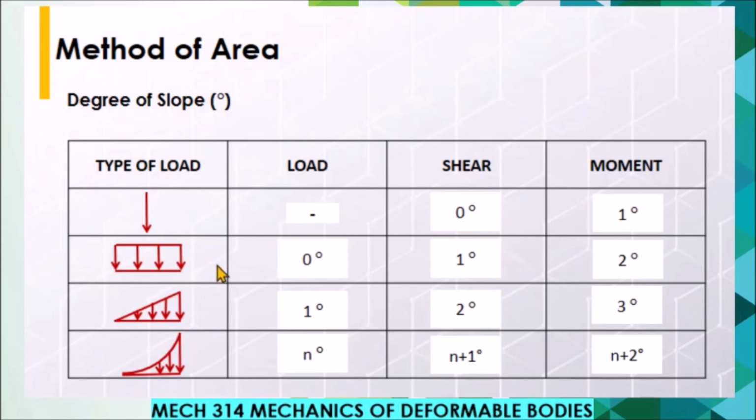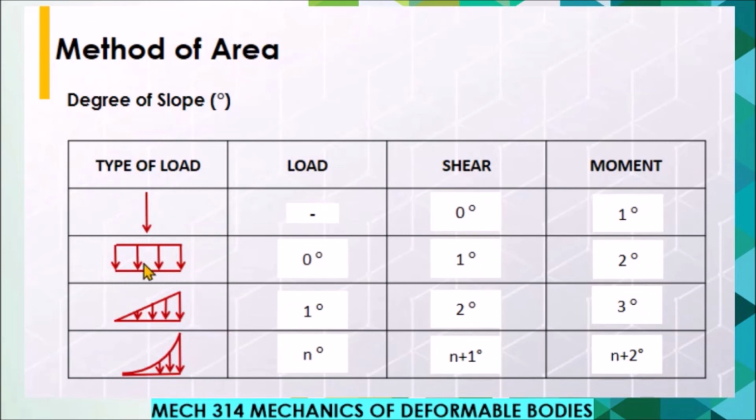So, ibig sabihin lang, class, kapag i-drawing natin yung shear diagram ng ating point load, ang itsura ng kanyang shear ay ganito, uniformly distributed. Kapag i-drawing naman natin yung moment ng ating point load, di ba 1 degree siya? Ito, 1 degree. So, ganito ang magiging itsura niya. Linearly varying load.